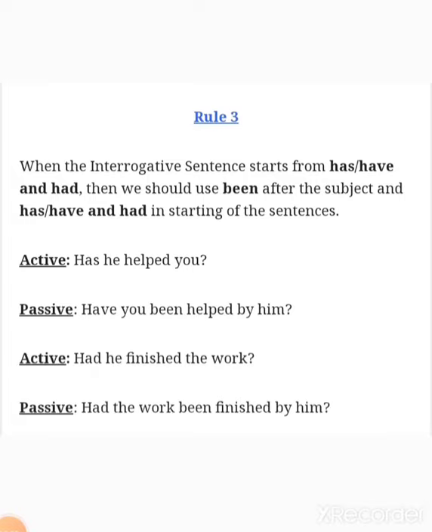Third rule means perfect tense. Okay, it is perfect tense. Present and past perfect tense. How will you write the sentences in present and past perfect tenses? See, has or have, you know that already. And after that, you have to add been in present perfect tense. And in past perfect tense, had, then been.